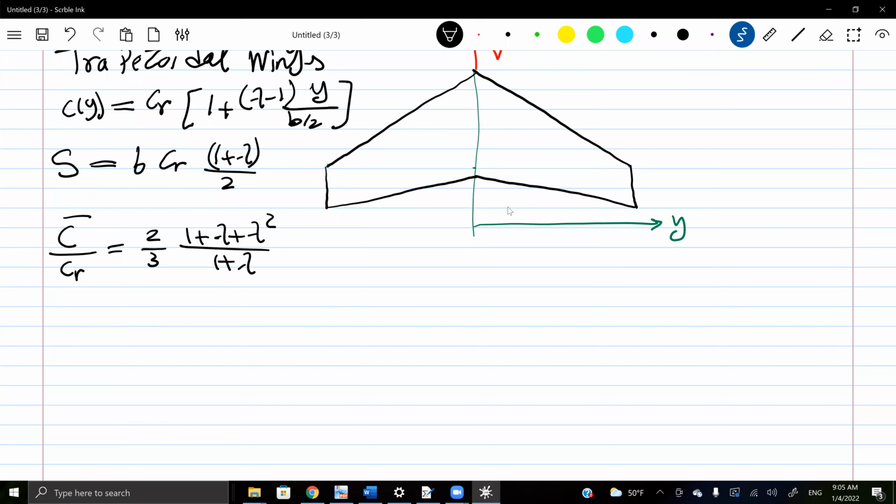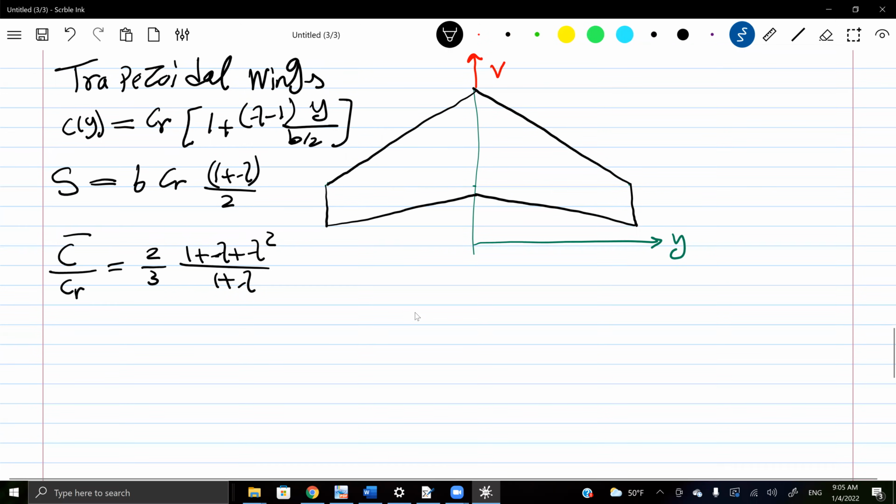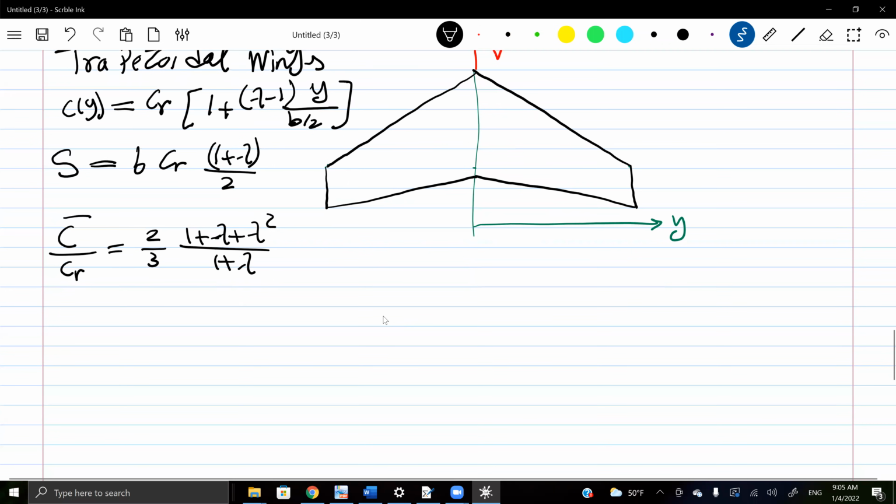So just ready formulas, so that I don't need to carry out the integration every time I have a problem, because most of our problems will be with trapezoidal wings. They are so common. So what else? Another thing. Where is the c bar, right?